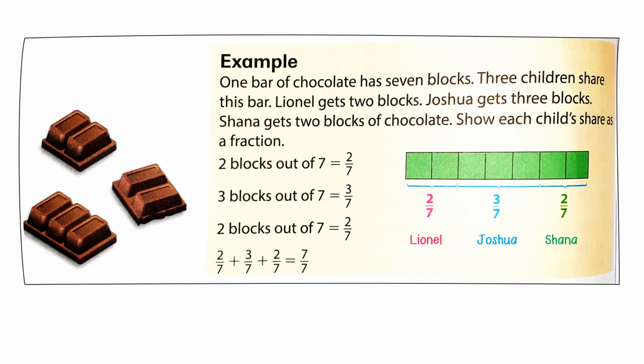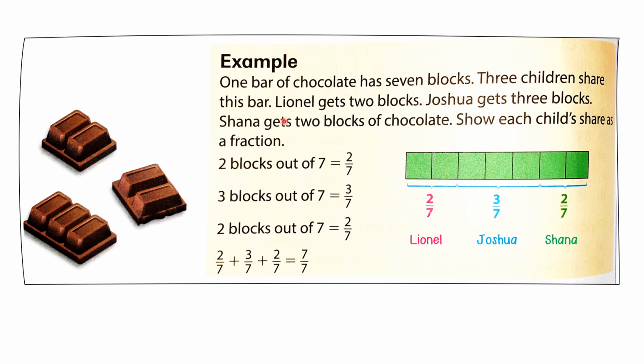Let's look at an example involving addition with fractions. So it says here, 1 bar of chocolate has 7 blocks, right? 3 children share this bar. Lionel gets 2 blocks. Joshua gets 3 blocks. Shauna gets 2 blocks of chocolate. Show each child's share as a fraction.